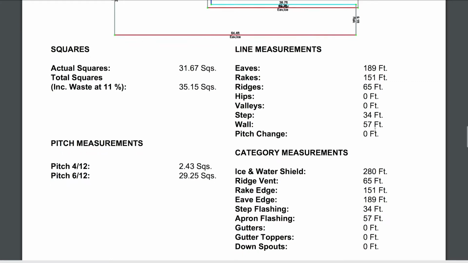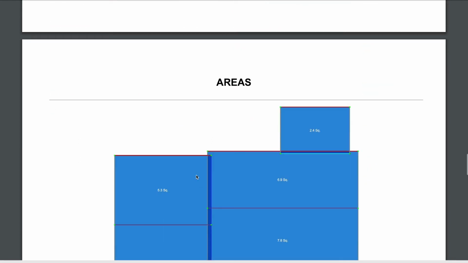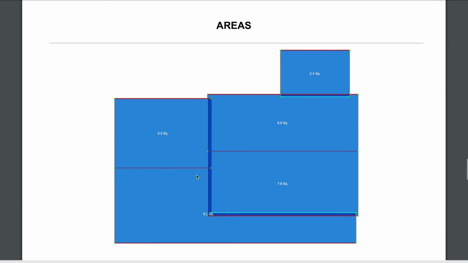But then separate from those, we're going to get category measurements. So all of our ice and water shield, that's every place we applied it, 280 linear feet total. Ridge vent, rake edge, eave edge, step flashing, it breaks all of our measurements down for the purposes of estimating the job. Perfect.